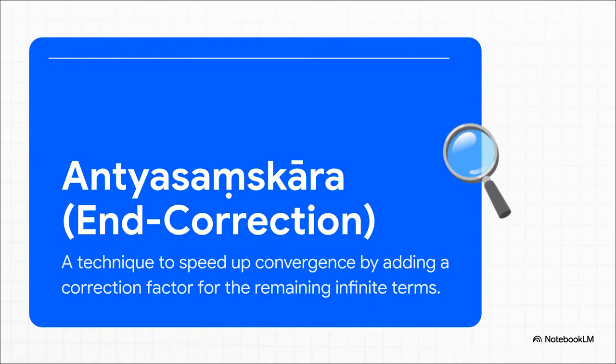They came up with another ingenious shortcut. It's called Antyasa Samskara, which basically means end correction. Think of it like this. You have an infinite list of things to add up. Instead of trying to do the impossible and add them all, you just add up, say, the first 20. Then you use this special correction formula to figure out a really, really good estimate for what all the rest of the infinite terms would add up to. It's an absolutely revolutionary idea for getting a super accurate answer without doing an infinite amount of work.